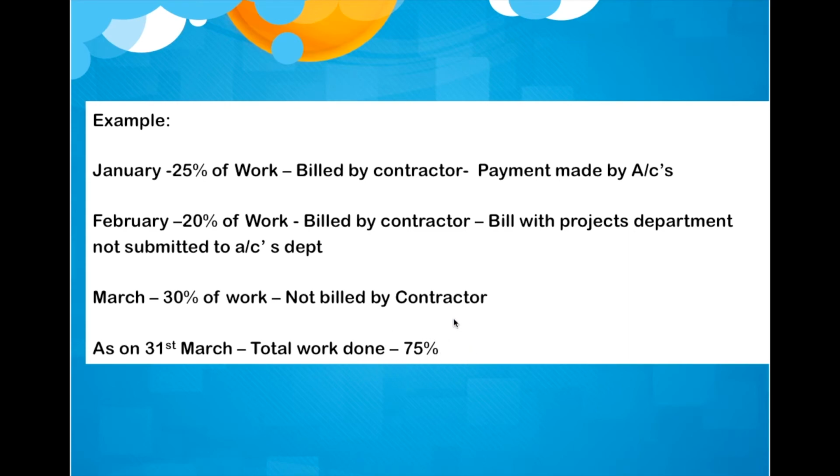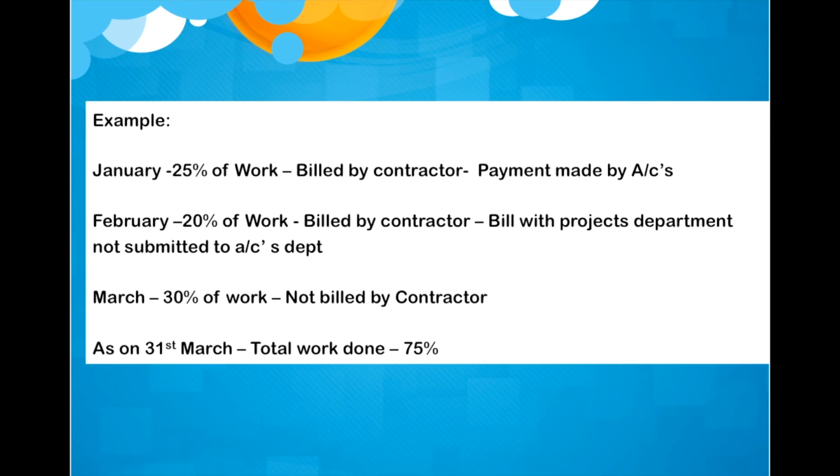But as per the books of accounts, only 25% of the work has been completed because for the month of February work done for 20%, the bill has not been submitted by the projects department to accounts, and for the work done in March, for the 30% of the work, bill has not been raised by the contractor. As on 31st March, we have to record in the financial statement that 75% of the work is completed.